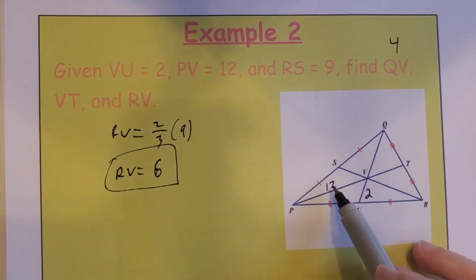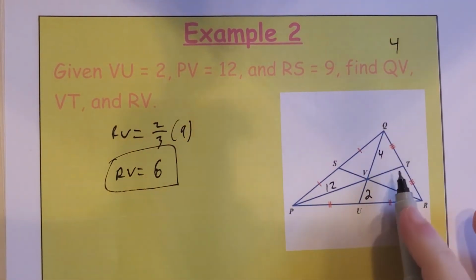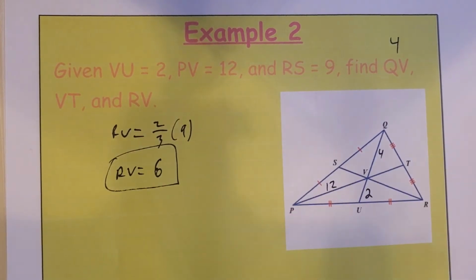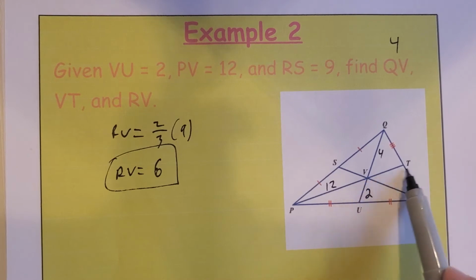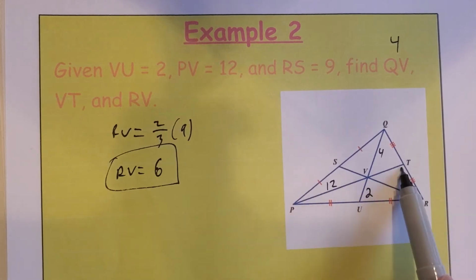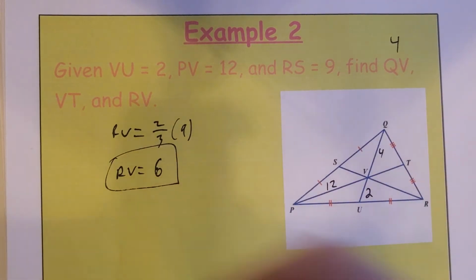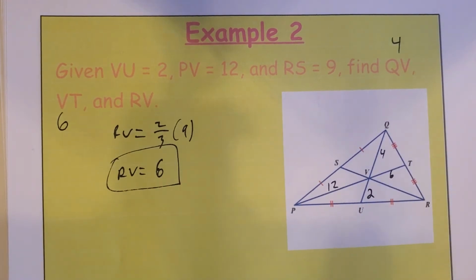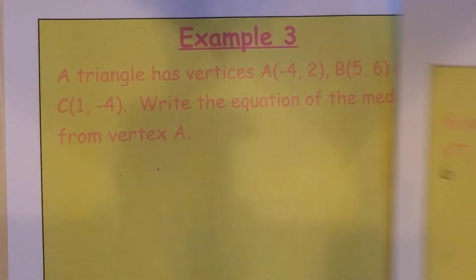VT, though, is in the opposite direction. You're given PV, which is the 2/3 piece. So VT is the 1/3 piece, and 1/3 is half of 2/3. So VT is going to be half of 12. This is 6. This is 6. All right. And that's example number 2.